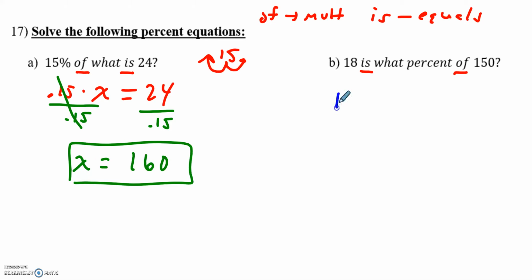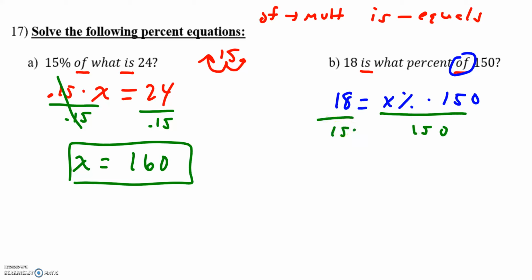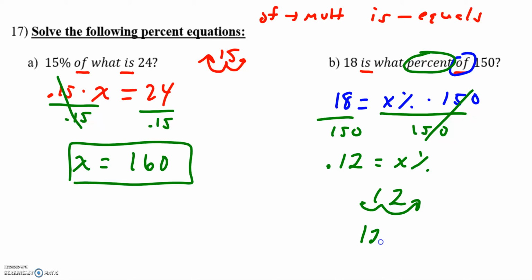Part B, 18 equals what percent, x percent, of or times 150. So if I want to get the x percent alone, I would need to divide both sides by 150. And if I do that, I would get 0.12 equals x percent. Remember, I'm asking what percent. 0.12 is not a percent. It isn't one until we move the decimal over 2 times to the right. So my answer is 12%.